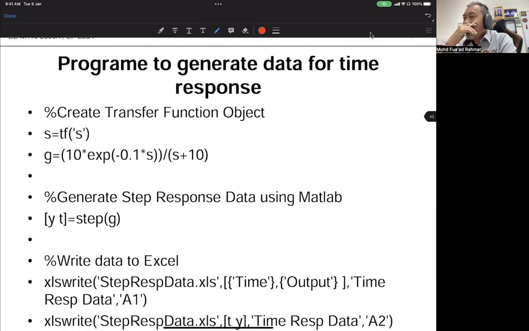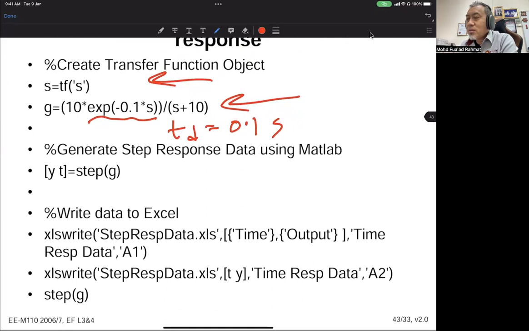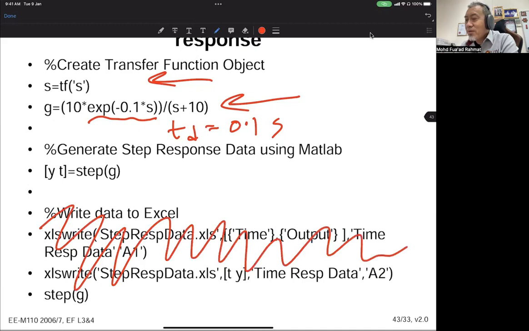A program to generate data for a time response. This is the way. First we define s, and then we define G, and in this case there is the exponent, meaning there is a time delay of 0.1 second. Then generate the step response y of step G. I'm not sure whether this can be used or not, so if you can tell me. If you don't know, never mind, and then don't forget step G. Then you can copy paste the data from the workspace of MATLAB.